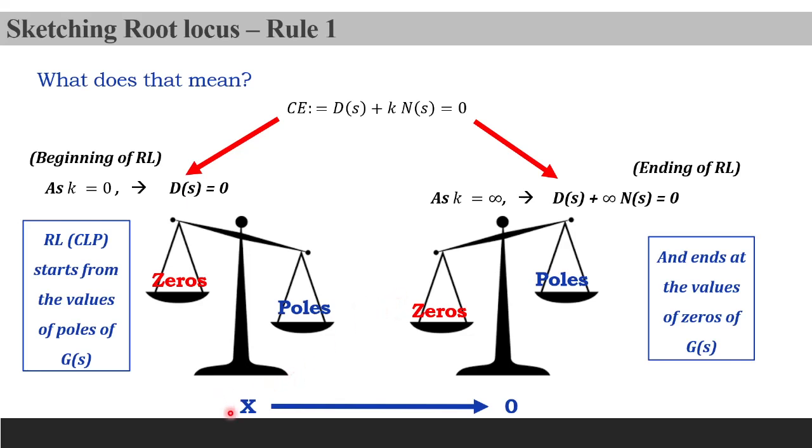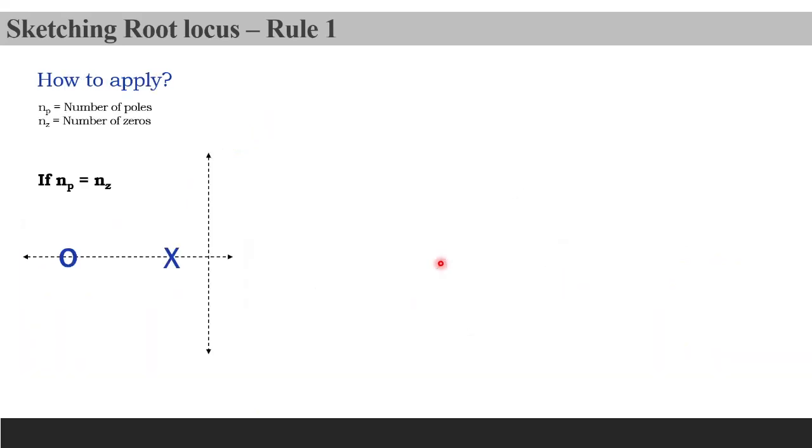Whenever you see a pole and a zero, you sketch a line heading from the pole to the zero, which means at k equals 0, the root locus was at the location of the poles, and as k approaches infinity, it approaches the values of the zeros. Yeah, that's quite simple. So in that scenario, we will move to our next slide, in which we will see some quick examples, and then we will move to the next rule.